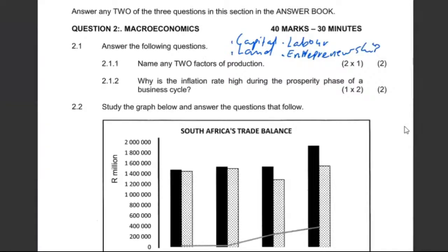Next question, we have 2.1.2, and 2.1.2 reads as follows. Why is the inflation rate high during the prosperity phase of a business cycle? So now, grade 12, if you still remember, when we talk of a business cycle, we refer to the fluctuations of the economic activities, or the downswings and upswings of the economic activities. So here we have our trend line, and then here we have our upper turning point, which is a peak, and then here we have our lower turning point, which is a trough.